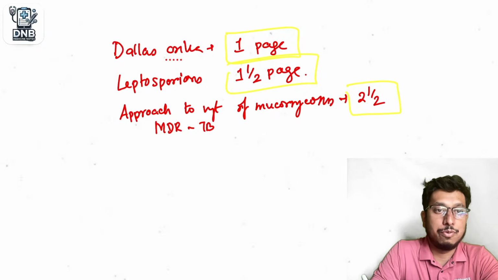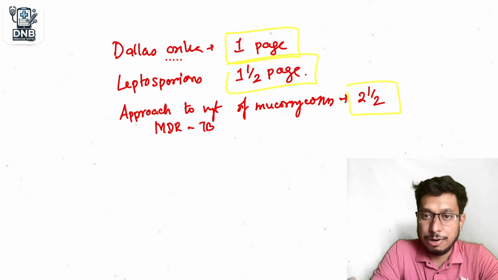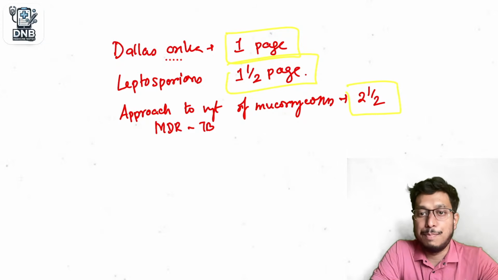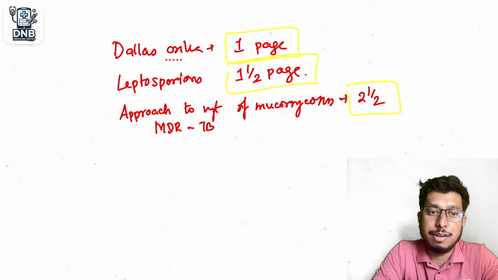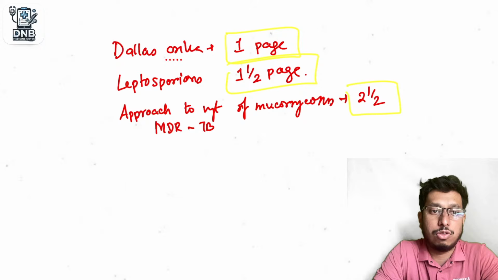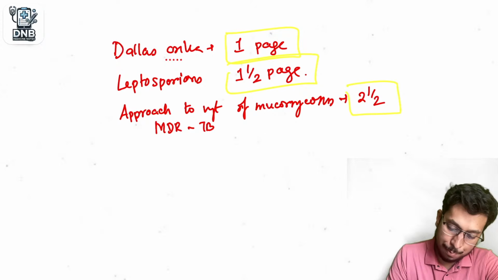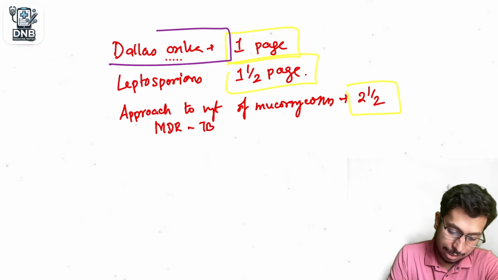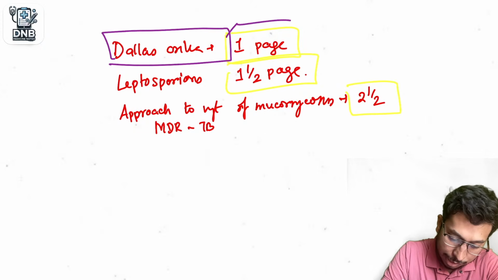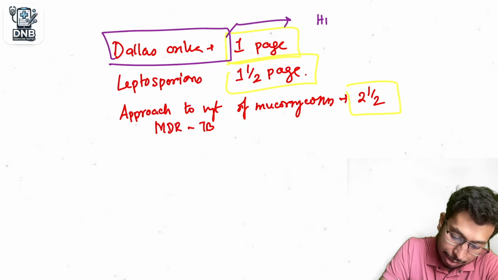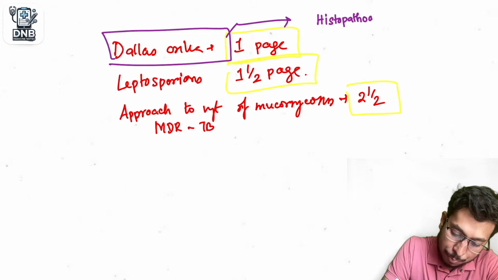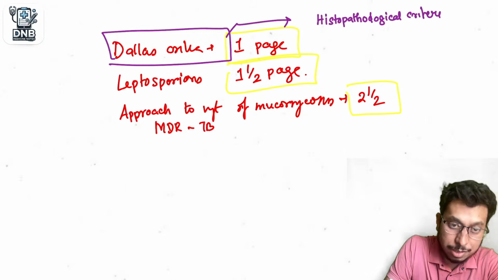Now what does the examiner want from you? The examiner does not have enough time to read through your complete answer sheet. Try to incorporate flow charts wherever you can. Okay, so what is the scoring pattern? First of all, one important point you need to write about the Dallas criteria is that it is not a clinical criteria, it is a histopathological criteria. All right, you need to mention this part at least.